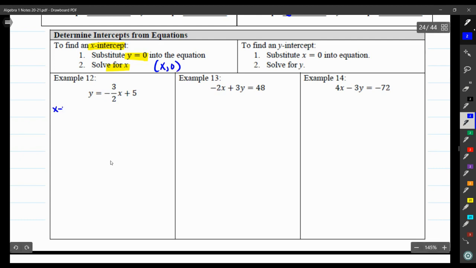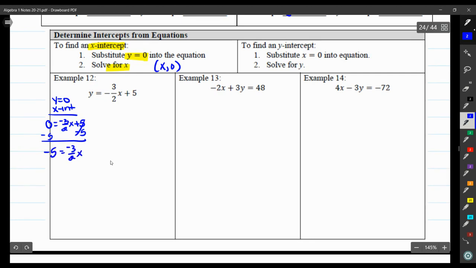So I'm going to find the x-intercept first. So that means I'm plugging in y equals 0. So we're going to have 0 equals -3/2x plus 5. And we're going to solve this for x. So we'll subtract 5 from both sides. So we get -5 equals -3/2x.